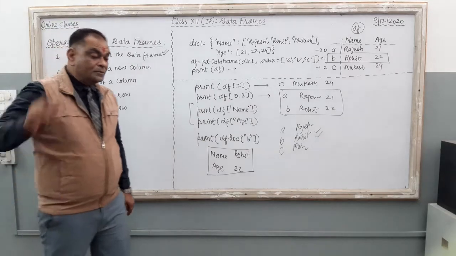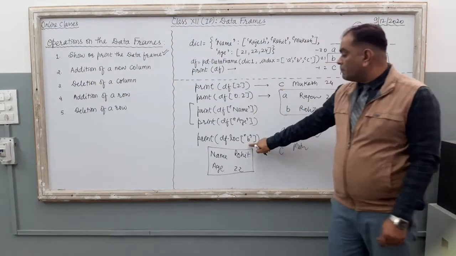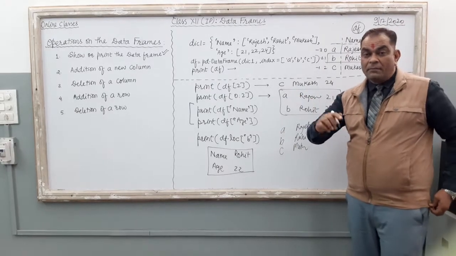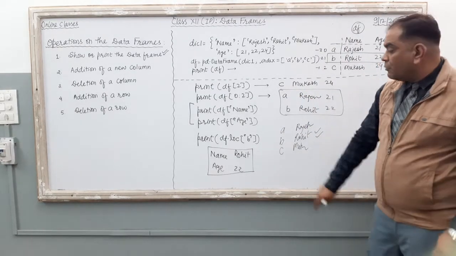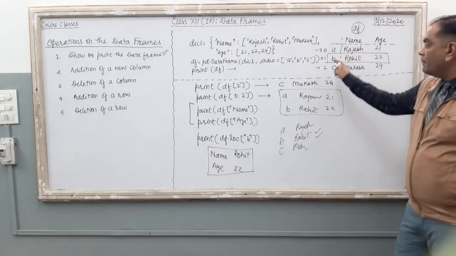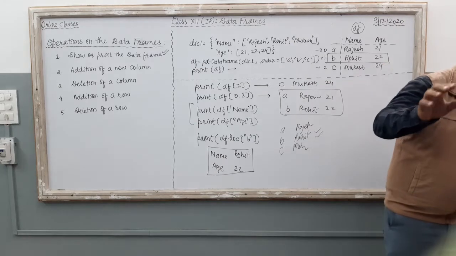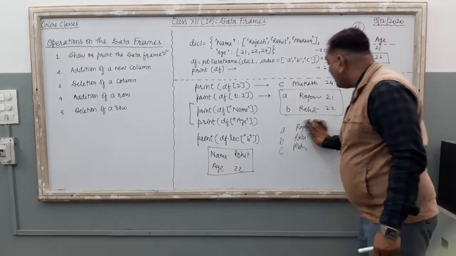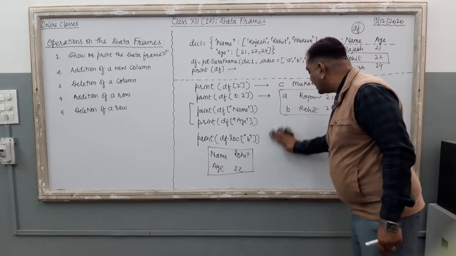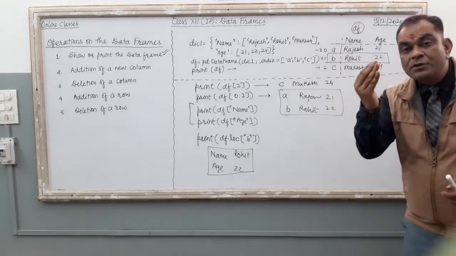LOC function works on the label name. Here you have to supply the label, which means what? Label means index name. You have to supply the name of the index with the LOC function. Right? B. Now one ILOC function is also there with this data frame. If you use this ILOC function, it works on the index position.